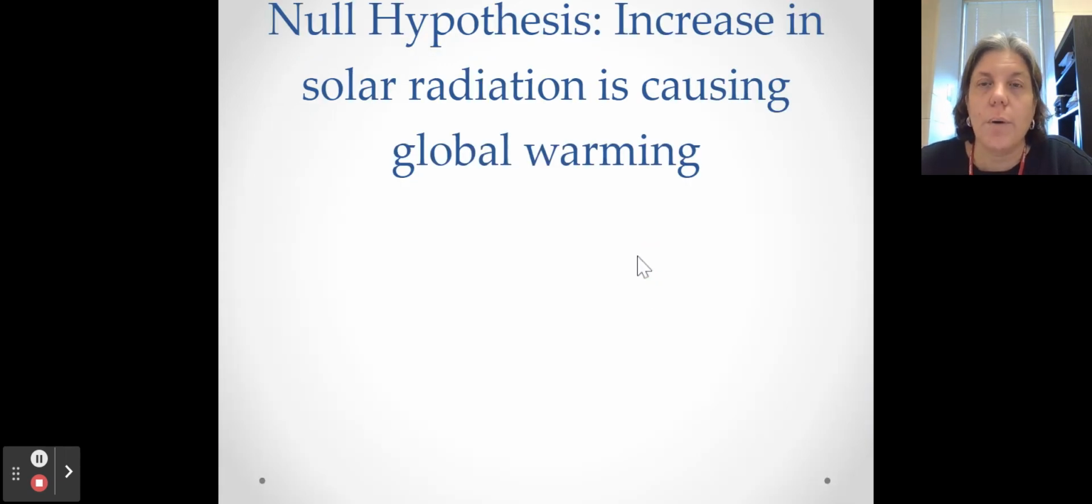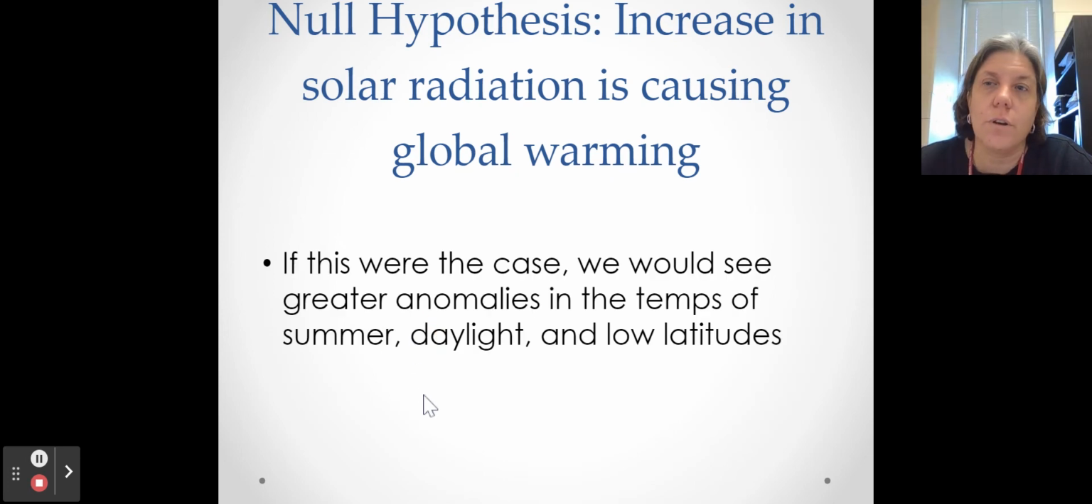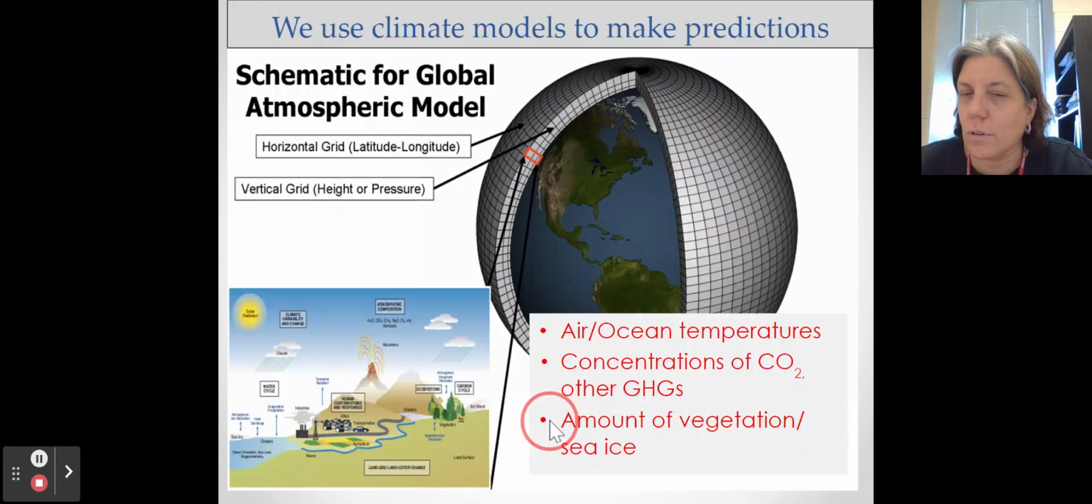So here's our null hypothesis. An increase in solar radiation is causing global warming. Is that true? Is just an increase in solar radiation causing global warming? Is that what's happening to us? Well, no, because if this were the case, we would see a greater difference in the temperatures of summer and daylight and lower latitudes. We're not really seeing that. So if we were really getting more solar radiation, we'd see all kinds of temperature differences that aren't happening. So we know it's not really this, but you may have heard this.